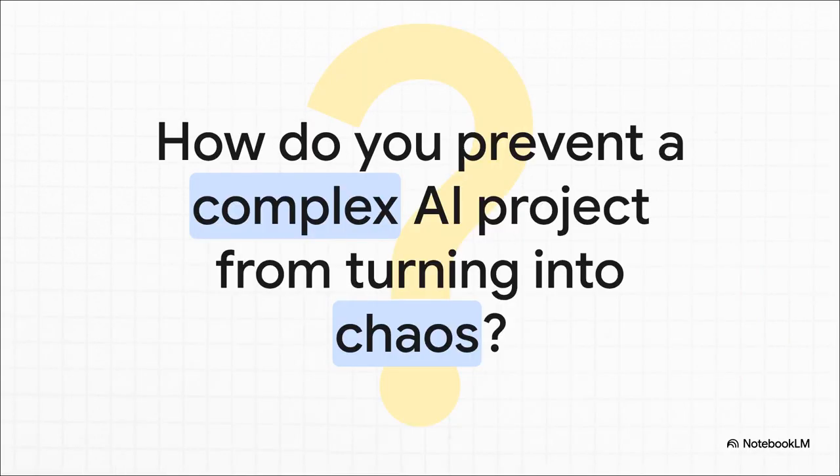Okay, so let's start with a problem that every, and I mean every AI team faces. You're building a complex model, right? You've got dozens, maybe even hundreds of different steps that have to happen in a very specific order. So how do you manage all that without everything just completely falling apart?